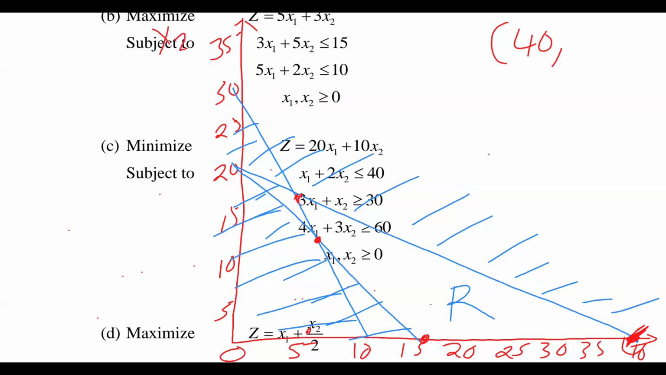When you are standing on 40 here, this is the value of x1. What's the value of x2? Is it not 15? How?